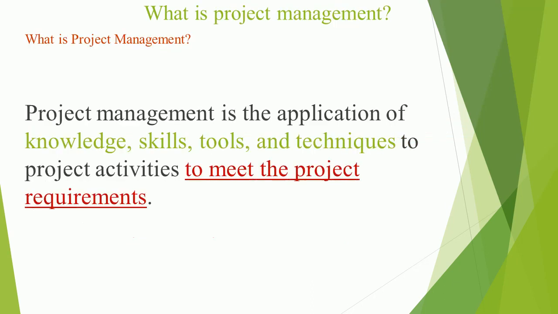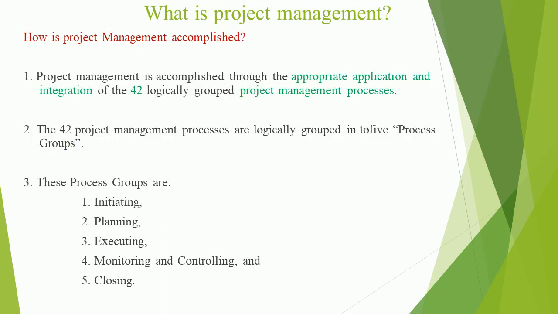What is project management? Project management is the application of knowledge, skills, tools, and techniques to project activities to meet the project requirements. How is project management accomplished? 1. Project management is accomplished through the appropriate application and integration of the 42 logically grouped project management processes. 2. The 42 project management processes are logically grouped into 5 process groups. 3. These process groups are: 1. Initiating. 2. Planning. 3. Executing. 4. Monitoring and controlling, and 5. Closing.